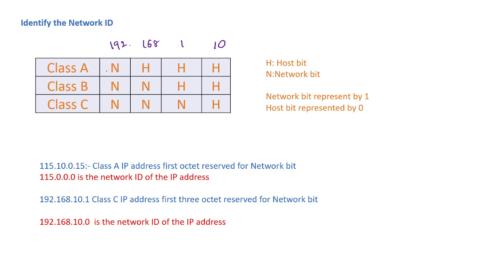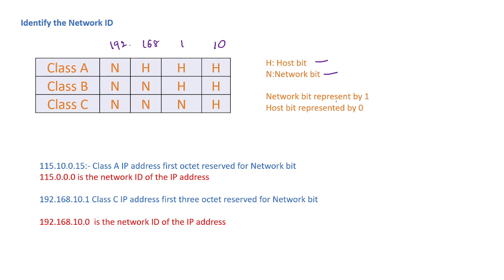If you see here, in class A, the first octet is N. N means network bits, H means host bits. H represents the number of computers, N represents the number of networks. And network bits are always represented by 1 and host bits by 0. Network means it is 1, host means it is 0.